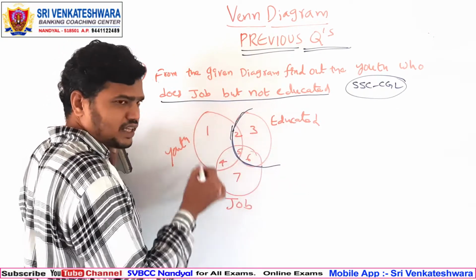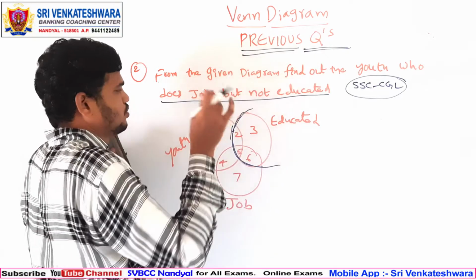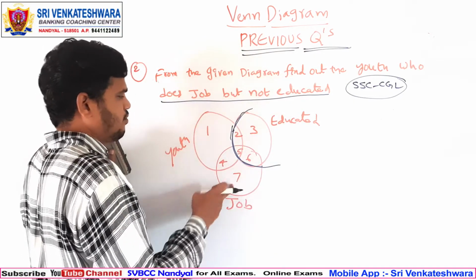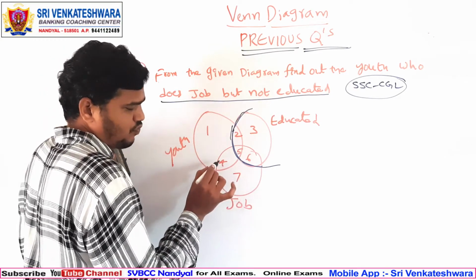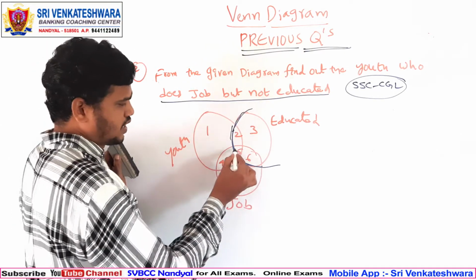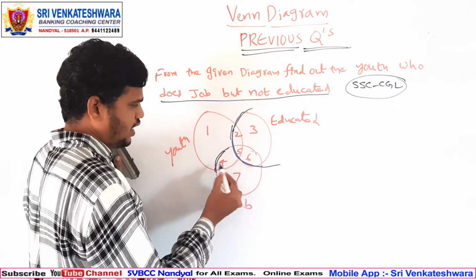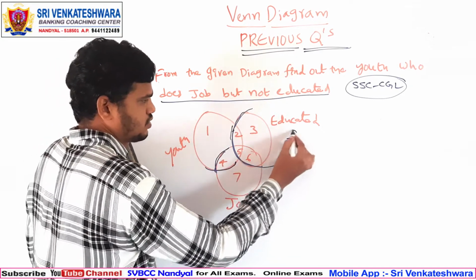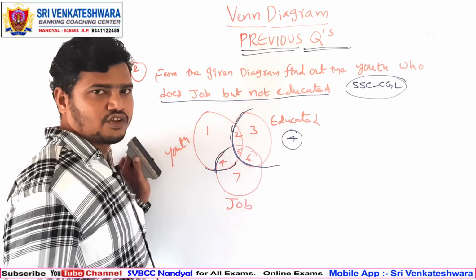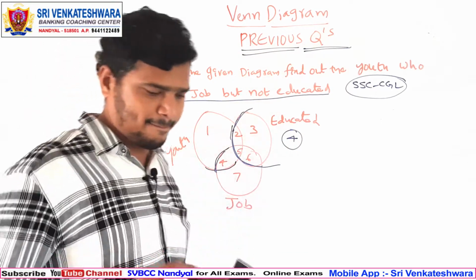In these two circles, what is the common thing here? Those having the job, youth. Okay, job and youth. See, number 4 is in both the circles. It is in this circle and it is in the youth circle also. So 4 is your correct answer. Okay.